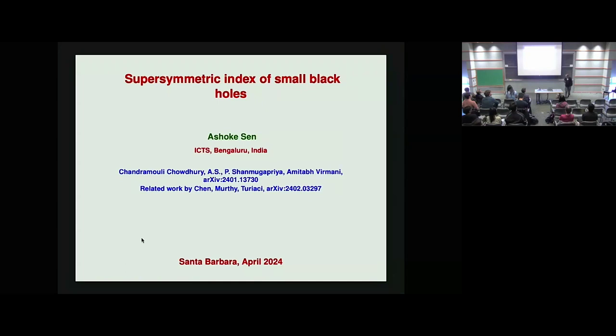What I'm going to talk about today is the supersymmetric index of small black holes, and this is work done in collaboration with Chandramouli Choudhury, Shanmugapriya and Amita Virmani. There is also related work by Chen, Murthy and Turiaci, and I'll try to make the connection between our work and their work more detailed at the end of the talk.